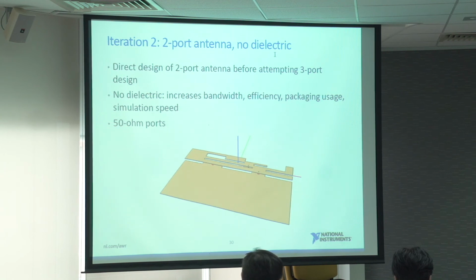Iteration 2. I did a 2-port antenna. This time no dielectric. Makes it go faster. Might help with efficiency. I can use the packaging to get a little bit more height. But I just wanted to do a direct design of a 2-port antenna before attempting a 3-port design. Again, these were 50 ohm ports, and you can see an example of kind of a random design that shows what design space looked like on this slide here. Next slide.